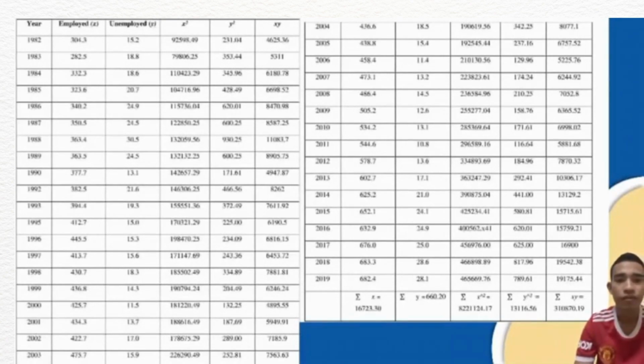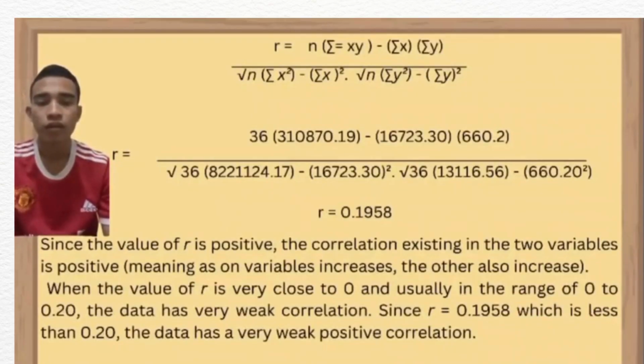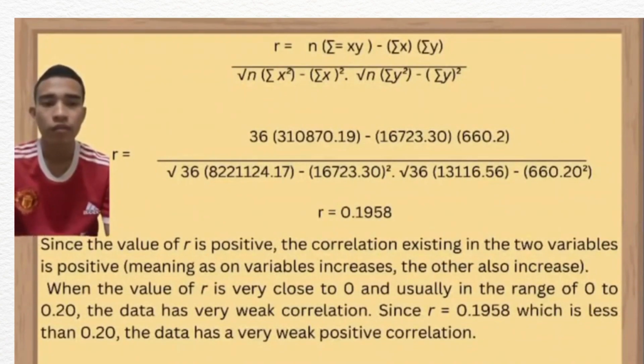That's all. You can then use the formula. For example, n is the number of pairs of data. Count the number of pairs, and the result is 36. Since there are 36 pairs, n equals 36.